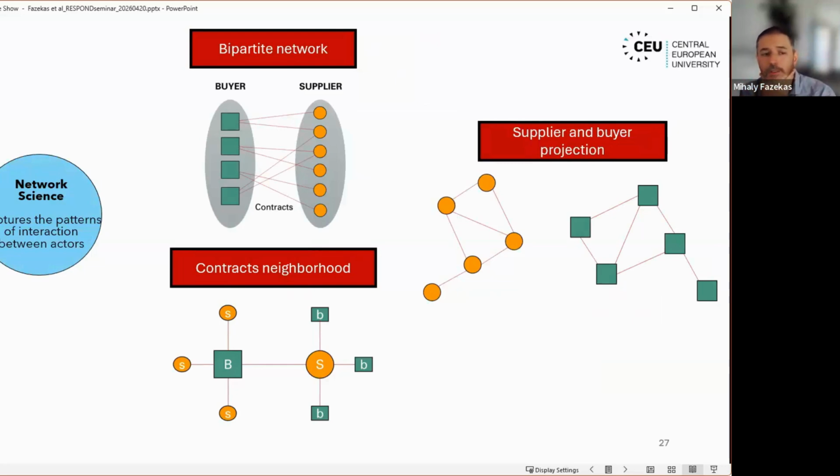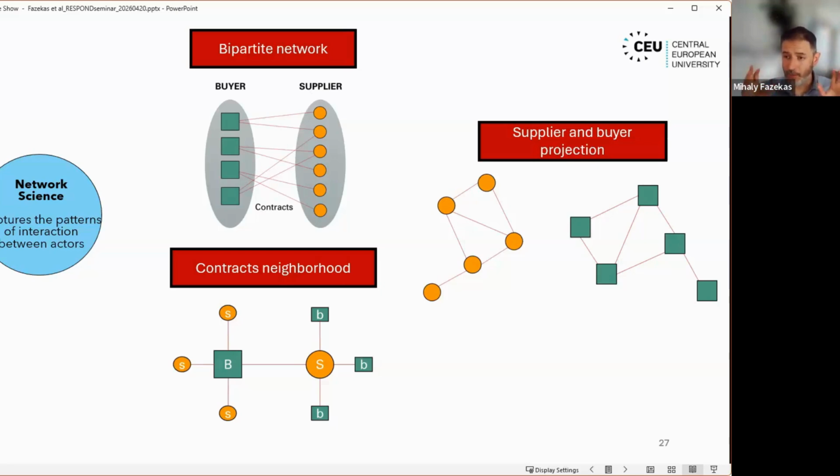So network approaches have identified a series of different representations of procurement data as networks and derived indicators from these representations. So top left, bipartite network. Bipartite network is a terminus technicus of network science.